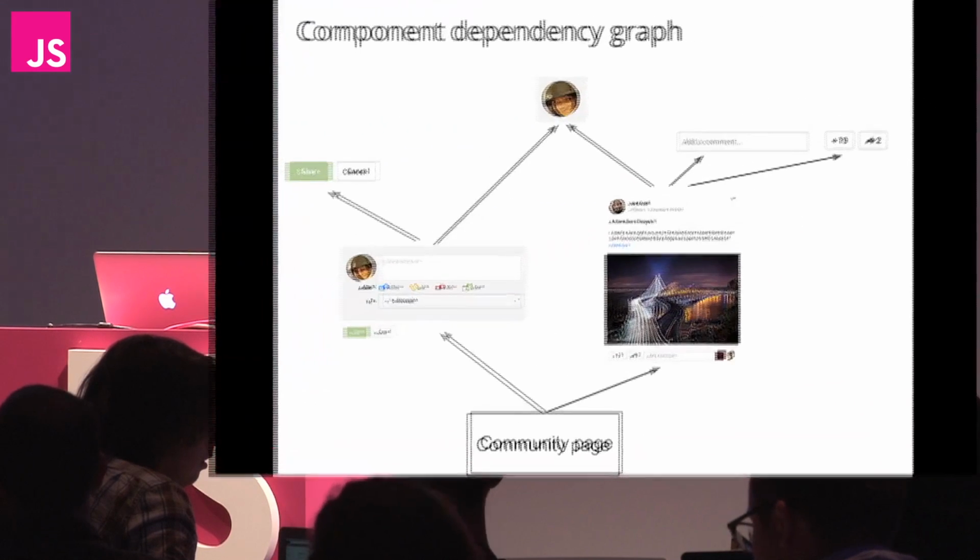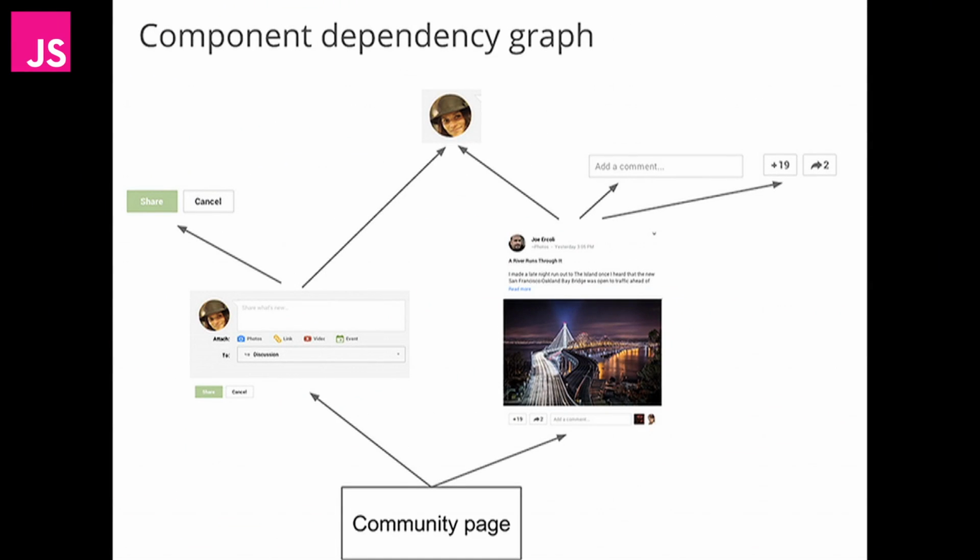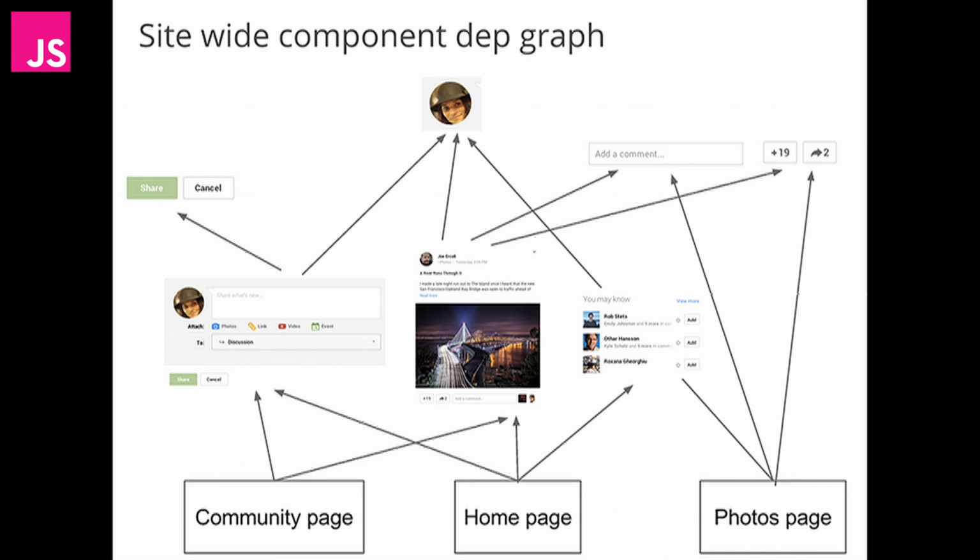So once we do this bundling of components and pointing to components from these widgets, we essentially end up with a component dependency graph, something that looks like this. And this thing can extend to our entire site. So we have a complete component dependency graph across our site.